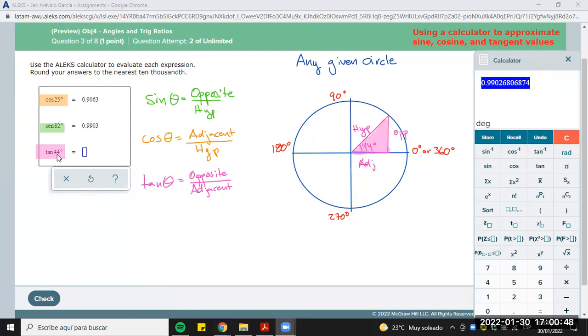The tangent of 44 degrees is asking for the proportion, the ratio between the opposite and the adjacent. So let's ask the calculator. Tangent of 44 degrees is this value. That means that the opposite side is 0.9656, which rounds to 0.9657, times the adjacent. The adjacent is greater in this case, just a little bit greater.